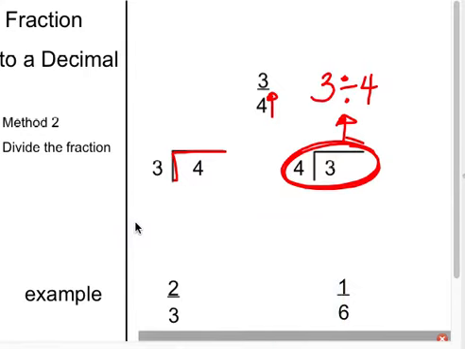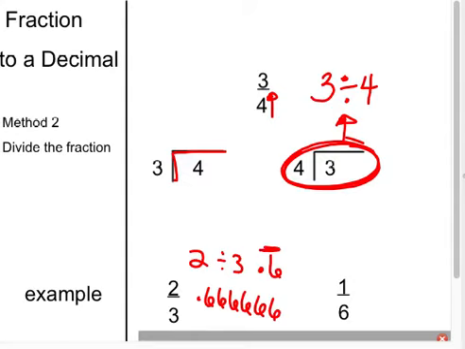So we type in our calculator 2 divide 3. When you type that in, you get 0.66666 and it goes on forever. So we call this repeating. 0.6 and you put that line over the top which tells you it repeats.